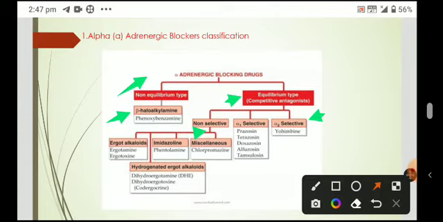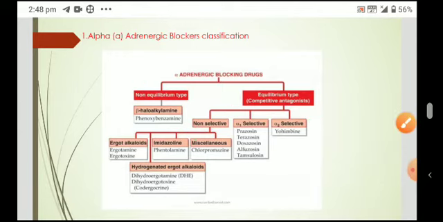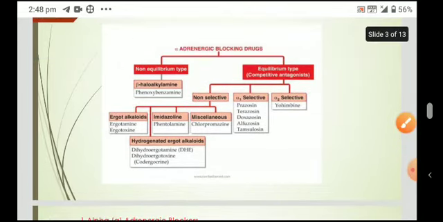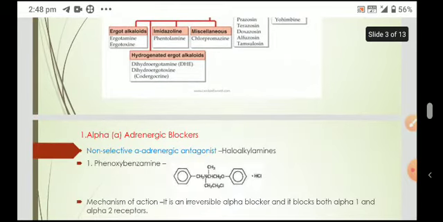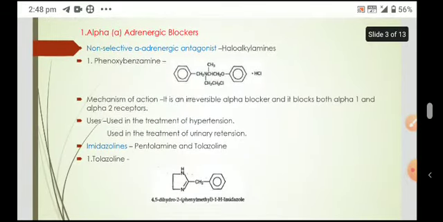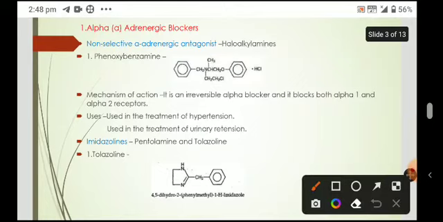Now each and every drug from each class we will see in the upcoming slides. In the non-equilibrium type there is only one drug, but in the equilibrium type of alpha adrenergic blocker there are mainly three types, and the first, non-selective, is again divided into four subtypes. Now each class with a single example drug we will see in the upcoming slides. So the first is the non-selective type.